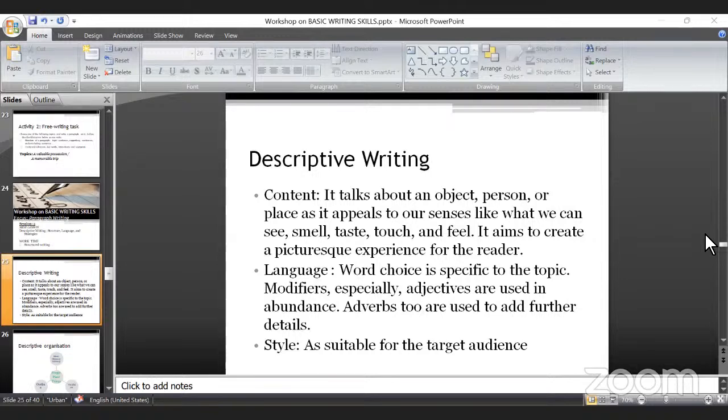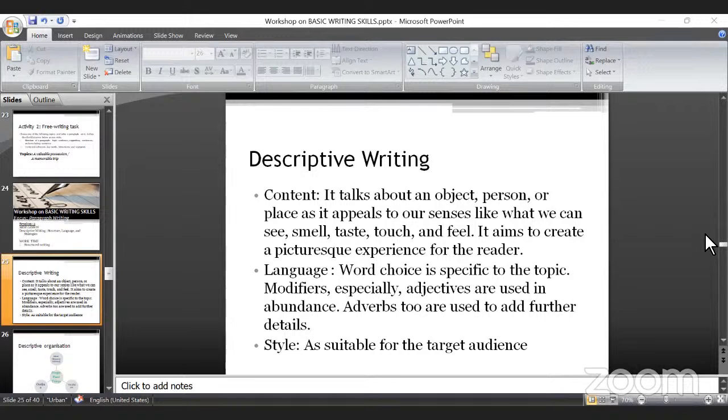Hence, what becomes important within the language? The word choice, right? Word choice is very, very important. And when we talk about word choice, we mean that you avoid vague references. You cut out irrelevant phrases and things that do not add to the meaning or the purpose of what you're writing, right? Especially modifiers. What are modifiers?